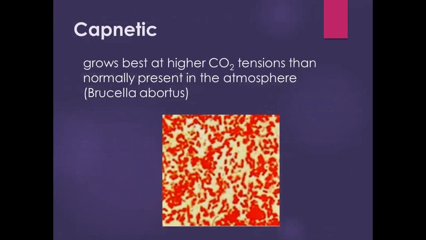And the capnophilic bacteria are very special in their requirement for respiration. They grow best in a high concentration of carbon dioxide than is present in the atmosphere. The atmosphere has 4%, and they need approximately 10. An example of capnophilic bacteria is Brucella. It's an important animal and human pathogen, and it's a potential agent of a biological weapon because the bacteria cause severe chronic disease involving many organs in the human body.